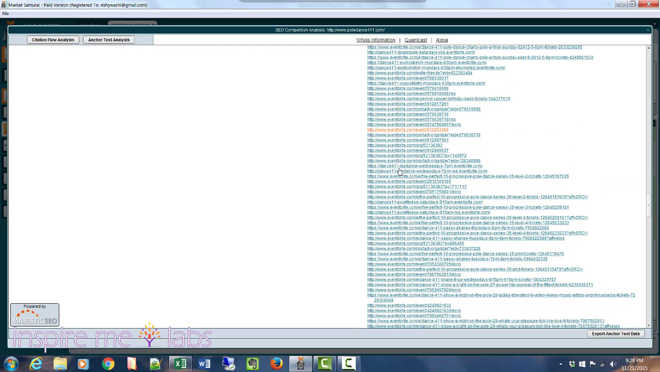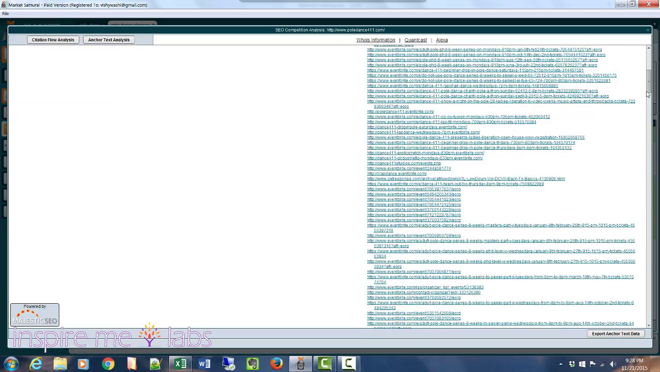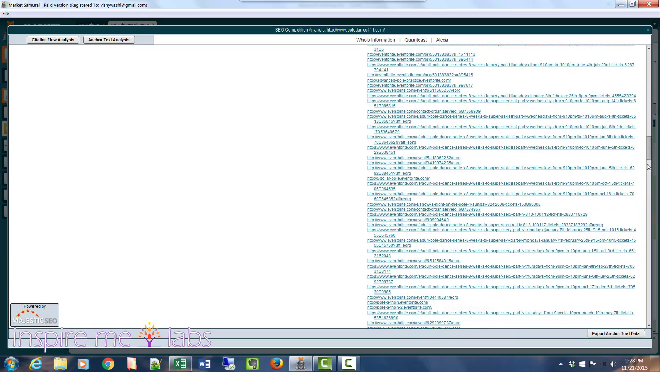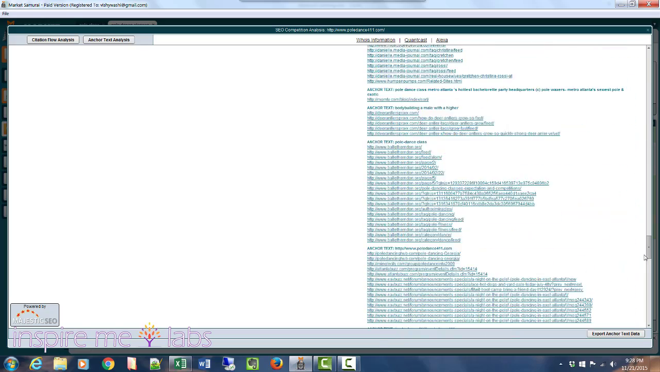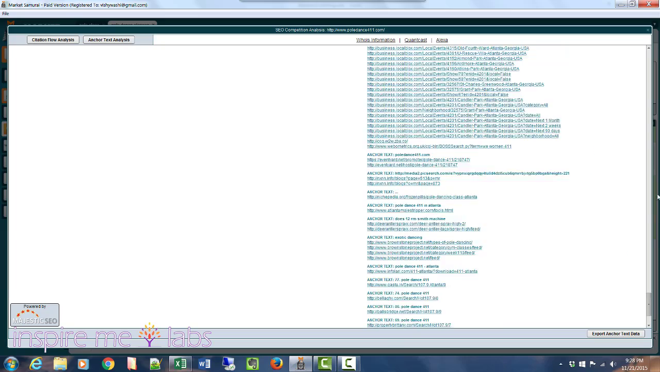And as you can see, there are a lot of links coming from a similar site, and you may want to look at these. This is an event site, so they're probably having a lot of events and building backlinks while they do that. And then you have the other anchors here. That's why I like this tool a lot.